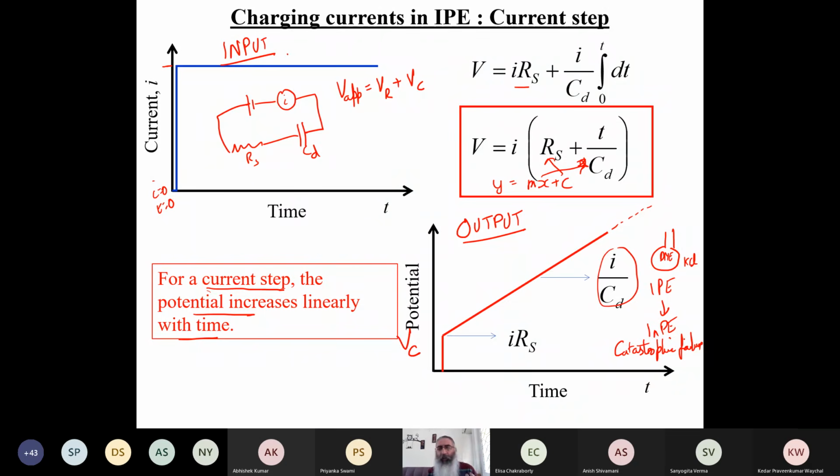So the current step always has a risk that at some point, if you keep on applying the current, the potential generated keeps on increasing without any limiting value. Once the potential across the capacitor crosses the ideally polarized potential for that particular interface, you will start to see charge transfer happening. That means the ideal polarizability behavior of the electrode breaks down, and that is what we call catastrophic failure. In other words, the dielectric breaks down.